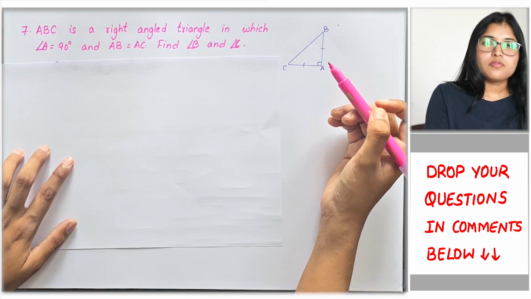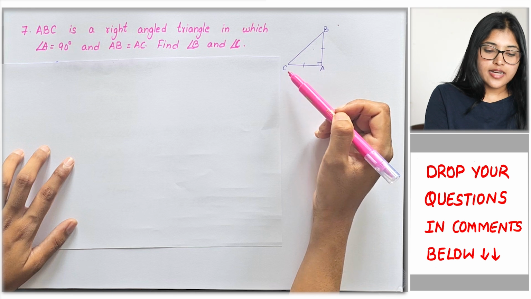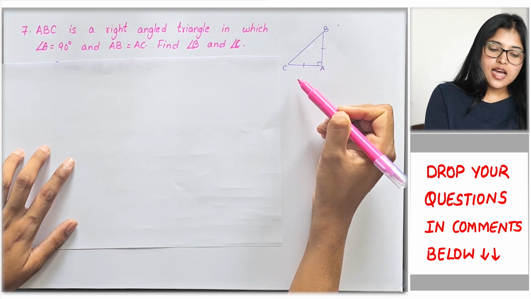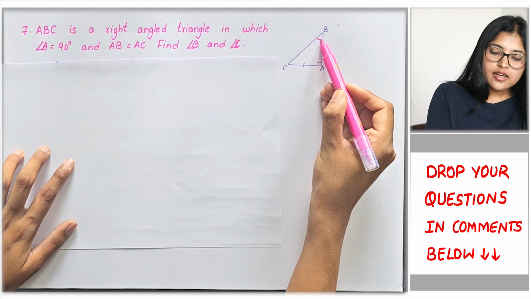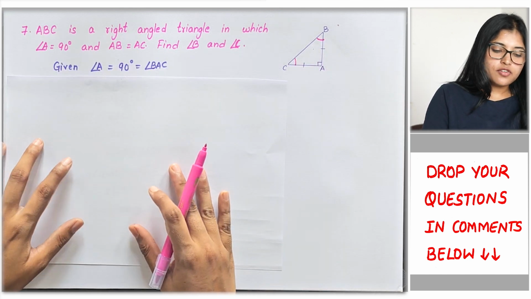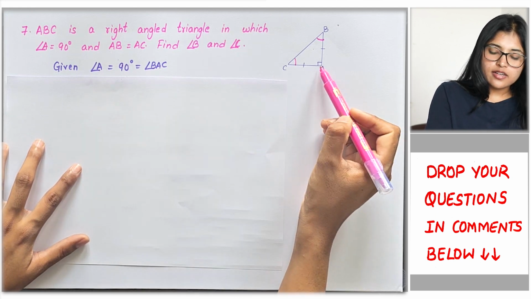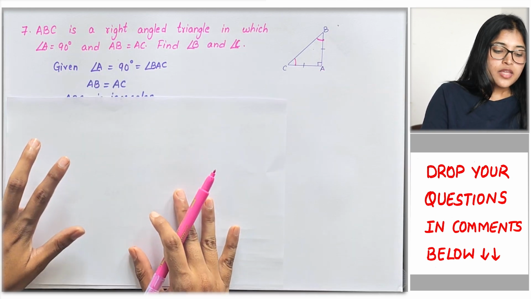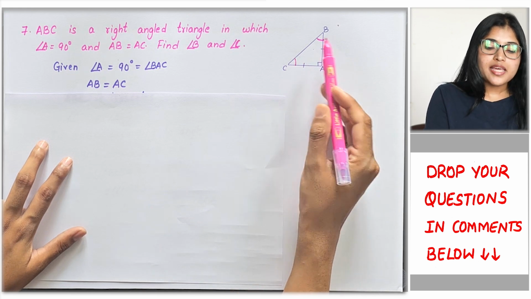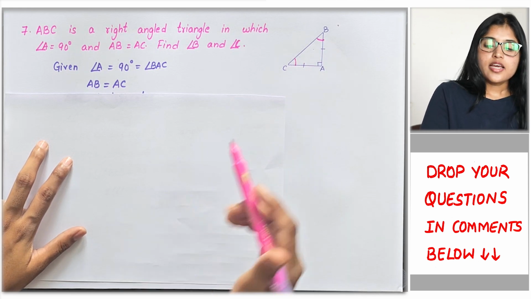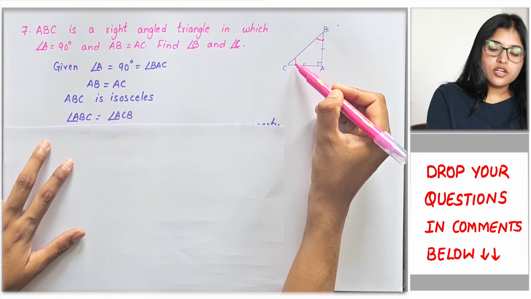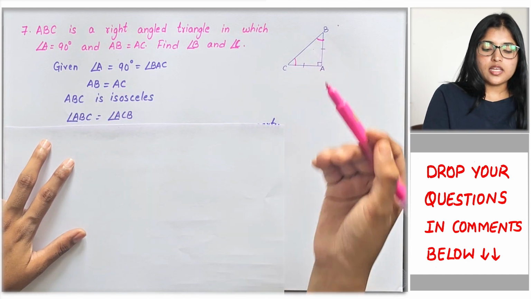In the 7th question, we are given that triangle ABC is a right angle triangle in which angle A equals 90 degrees and AB and AC are equal. I need to find the values of angle B and angle C. Writing down the given information, angle A equals 90 degrees, which is BAC, and AB is equal to AC. These are two sides which are equal, making ABC an isosceles triangle. If ABC is an isosceles triangle, then angle ABC should be equal to angle ACB.